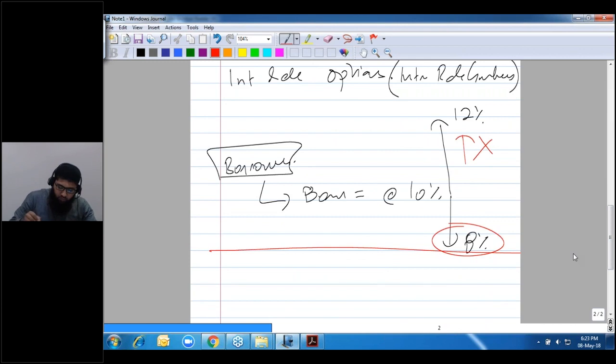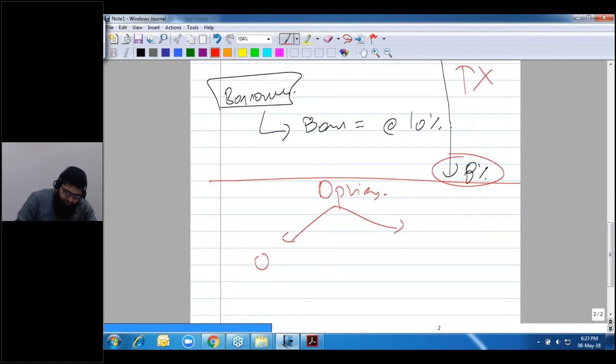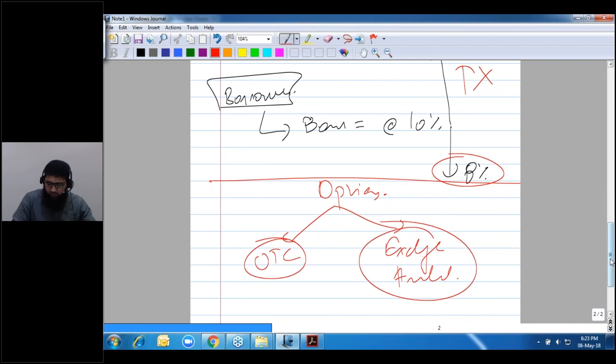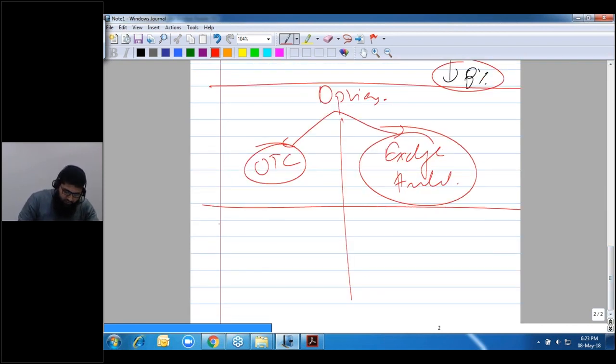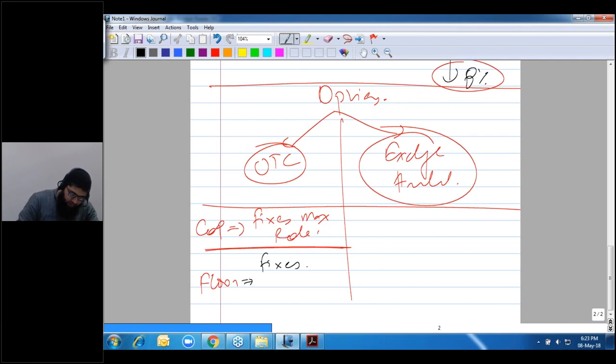Now, these interest rate options are of two types. They are either over the counter interest rate options, or they are exchange traded interest rate options. Now what are over the counter and what are the exchange traded interest rate options? The over the counter interest rate options are termed as cap or floor. A cap is an option that fixes the maximum rate, and a floor is an option that fixes the minimum rate.